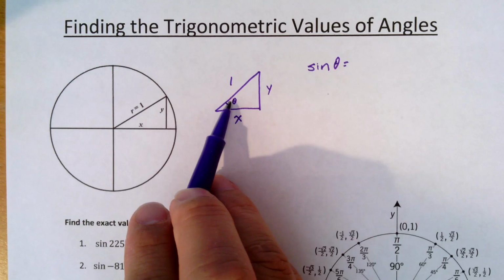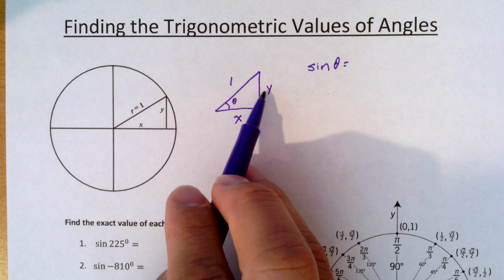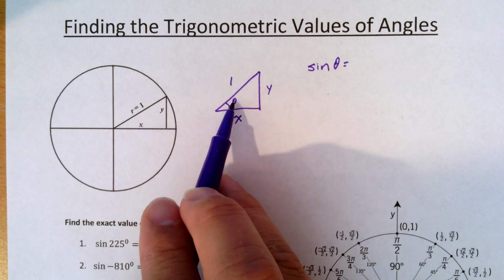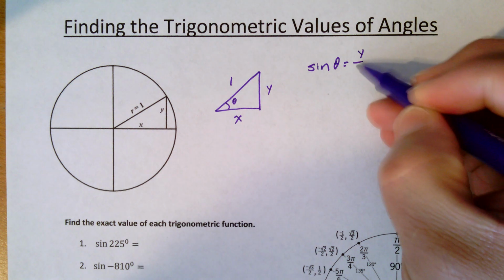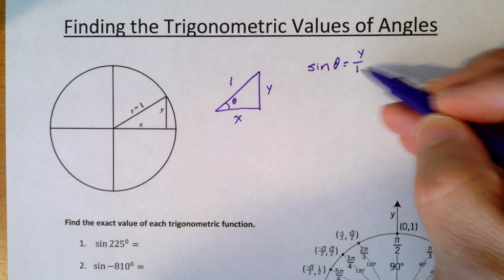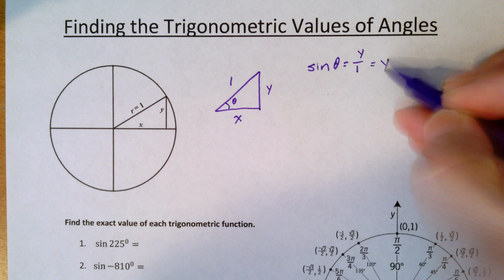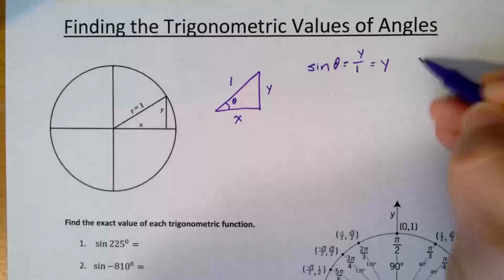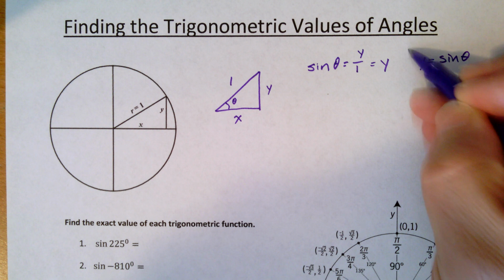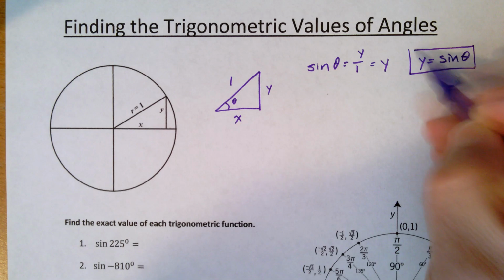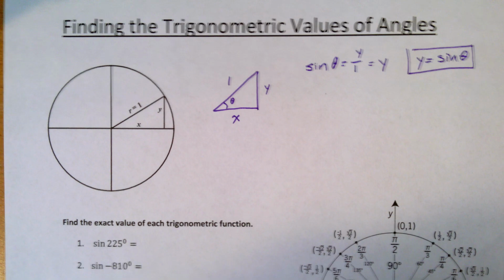Remember, sine of an angle is opposite over hypotenuse. So sine of theta is y over 1. And y over 1 is just equal to y. So when you're talking about sine values, you're really talking about the y value. And you'll see what that means in a bit.